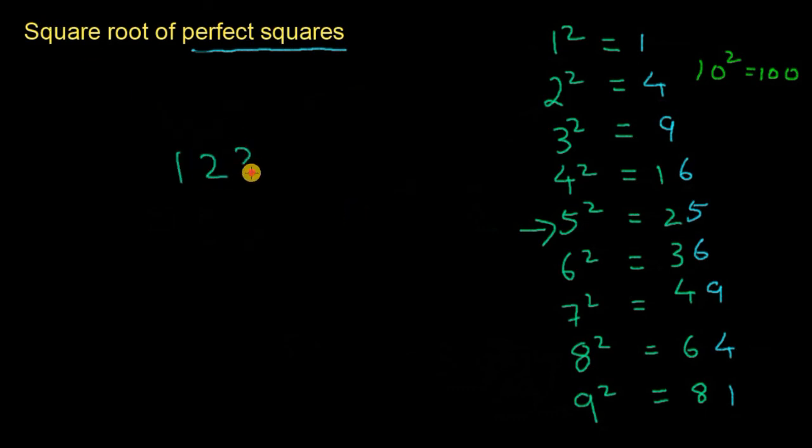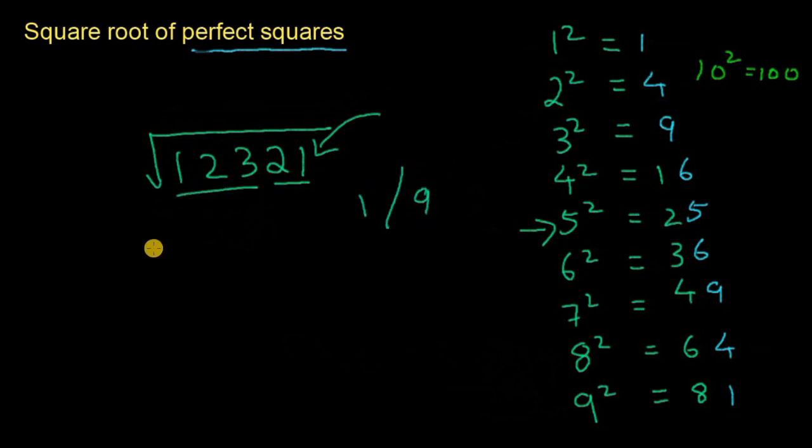12321. We are supposed to find the square root of this number. We again group the last two digits. We do not care how many digits are preceding it. We are only interested in the last two digits. In that, the last digit is 1, so it is going to end in either 1 or 9. The first three digits are 123, and we do not know where exactly it falls.